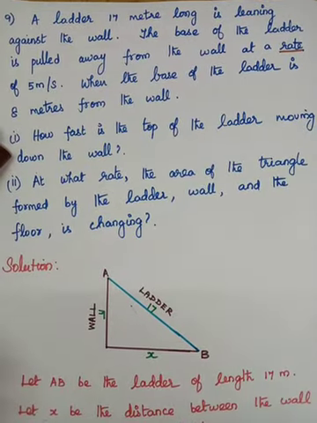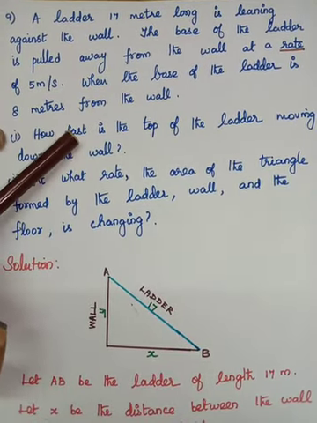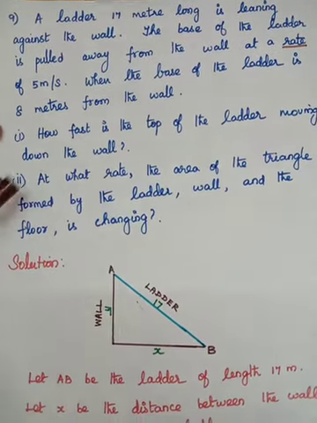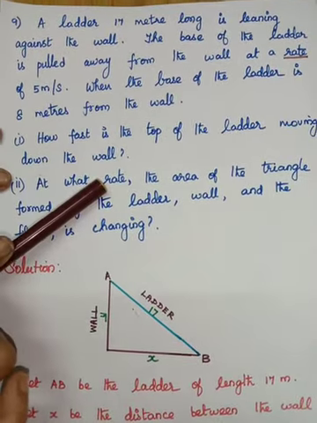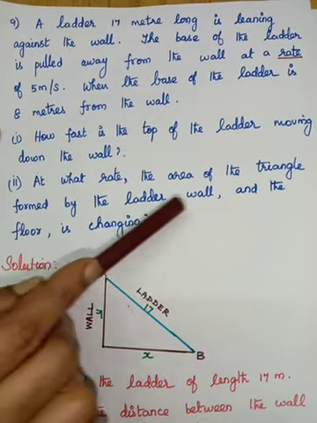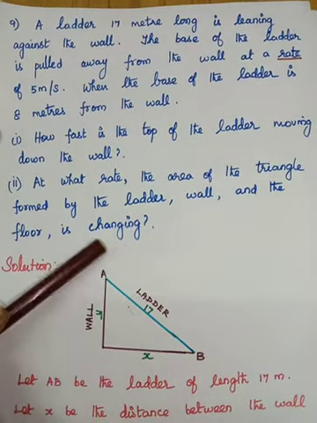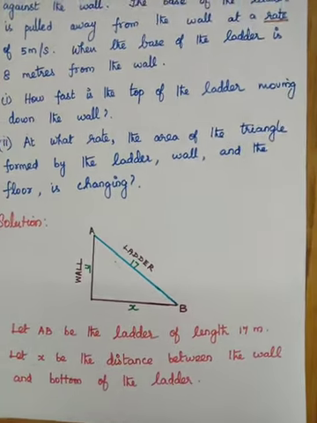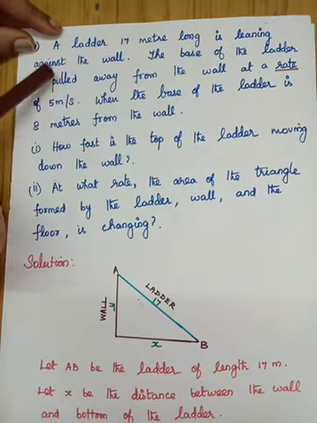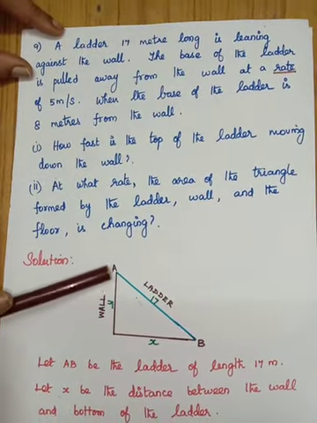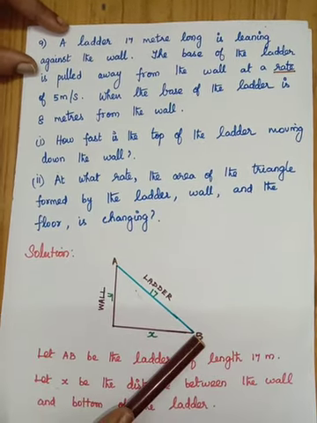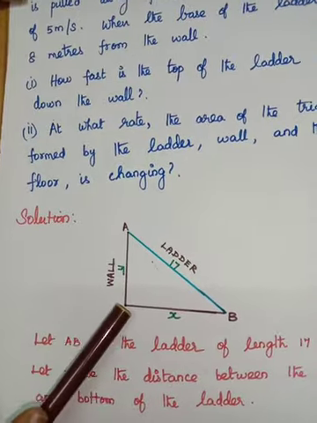So see now the first question. How fast is the top of the ladder moving down the wall? And the second one, at what rate is the area of the triangle formed by the ladder, wall and the floor changing? See now, a ladder 17 meter long is leaning against the wall. So this is the wall. Okay, so AB is the ladder whose length is 17 meter, leaning against the wall.